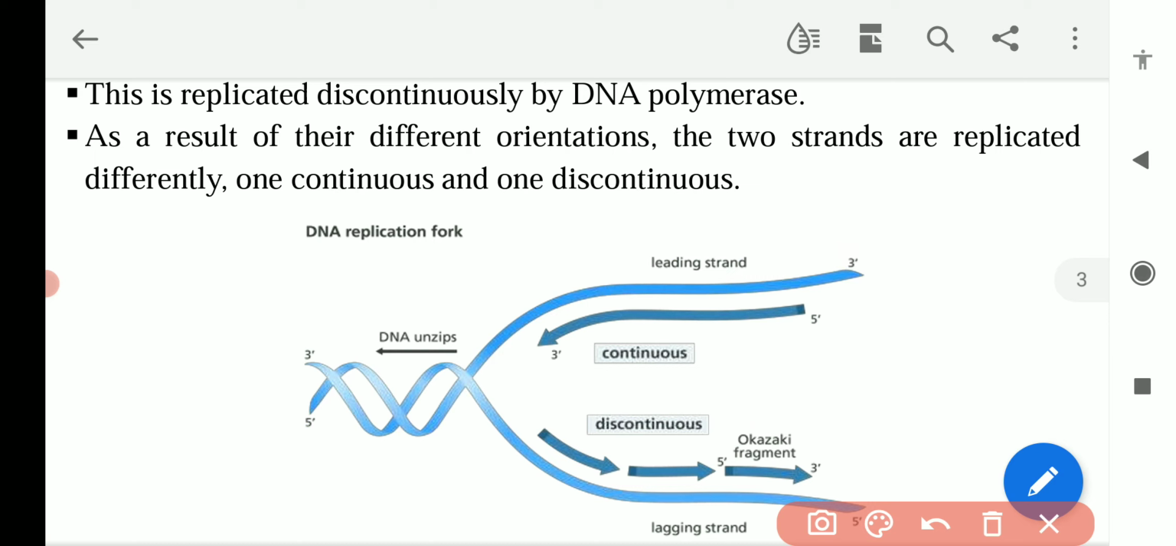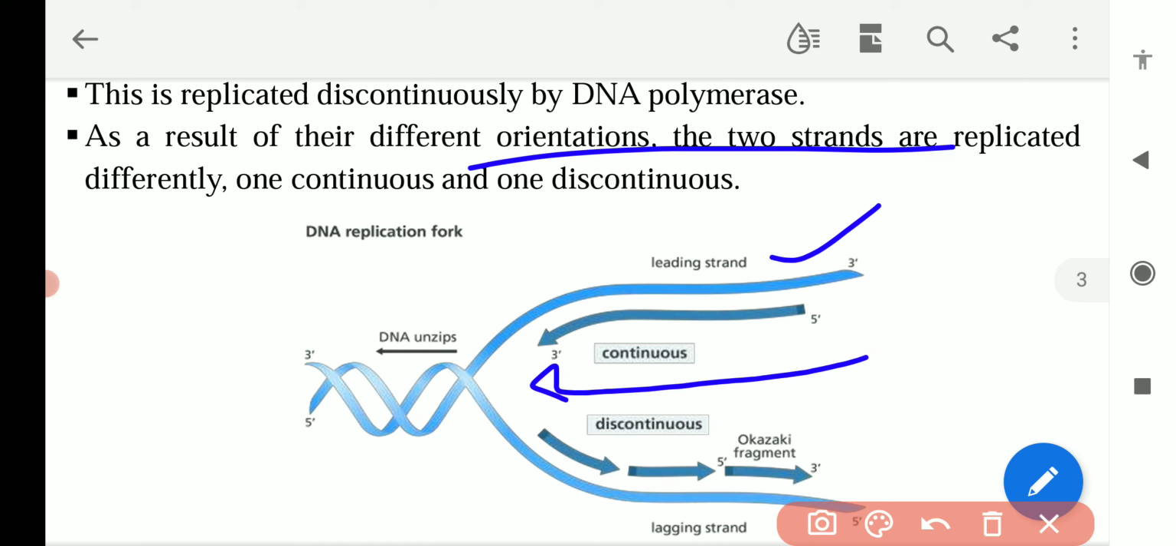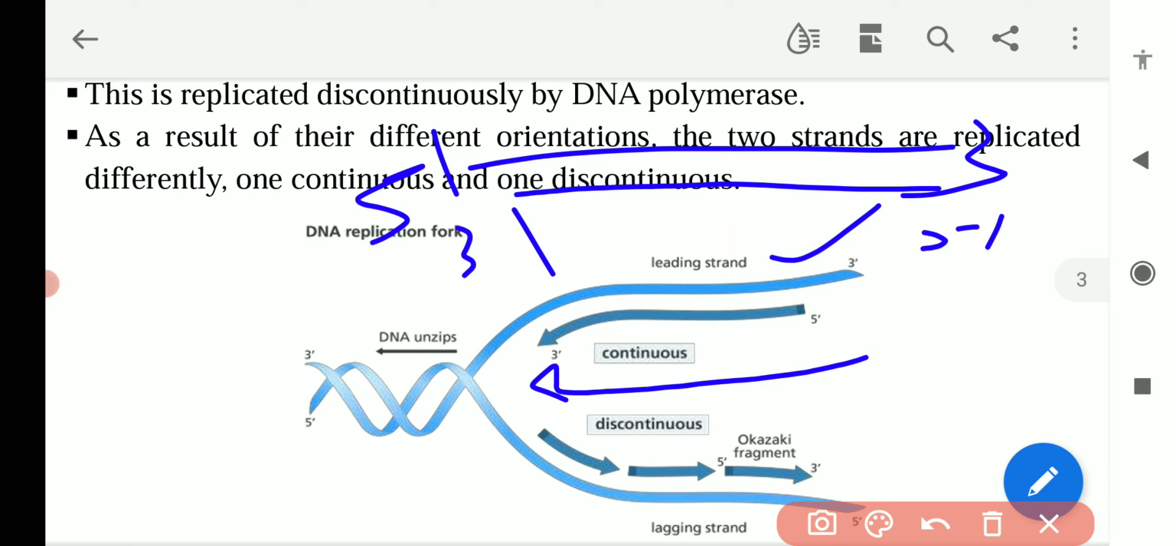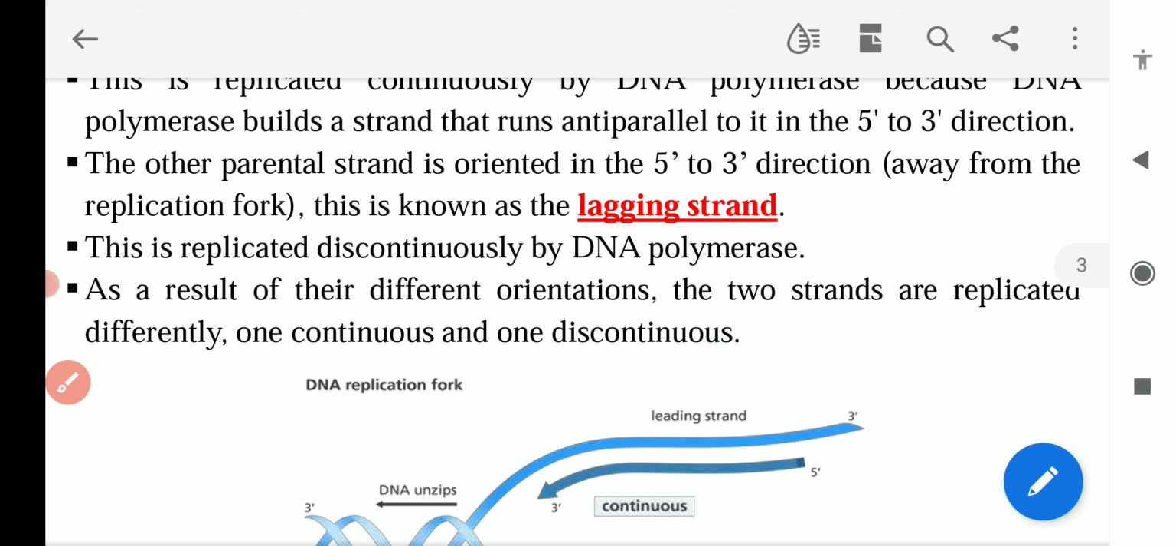Okay, so that's why it is the leading strand, because DNA polymerase has the ability to do DNA synthesis only in the direction 5' to 3'. You all know that if a DNA strand is 3' to 5', then its opposite strand will be 5' to 3'. So DNA polymerase does not face any problem, and it synthesizes a continuous DNA strand. That's why this is known as the leading strand of DNA.